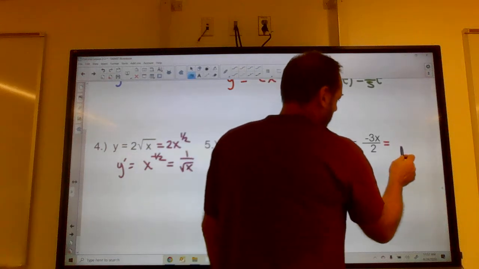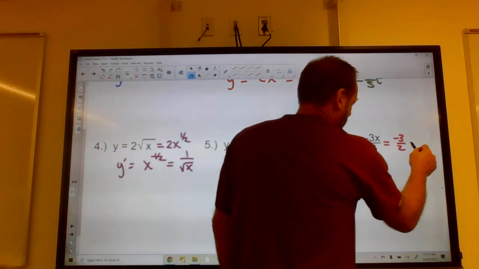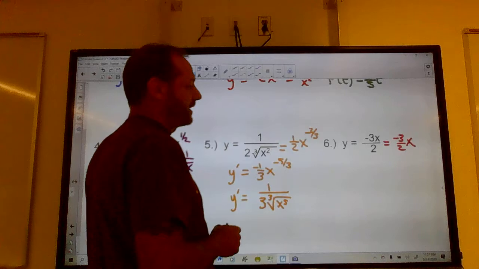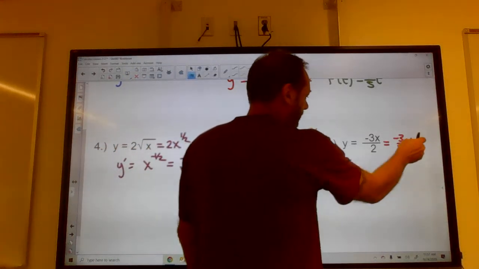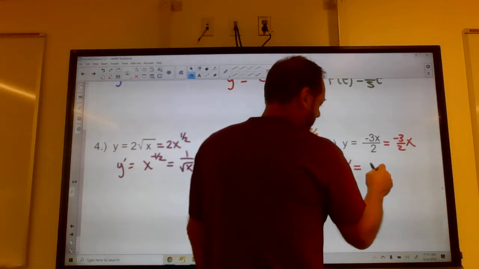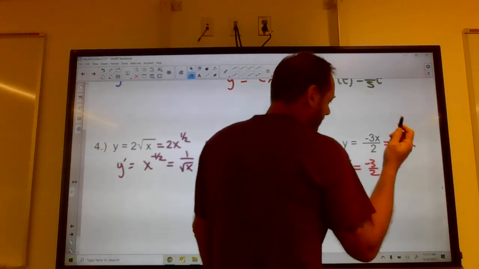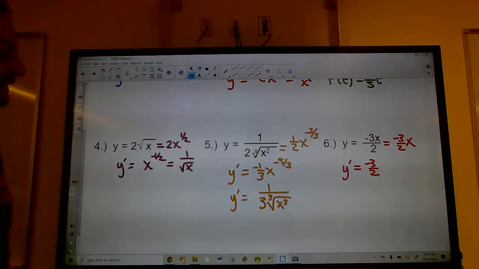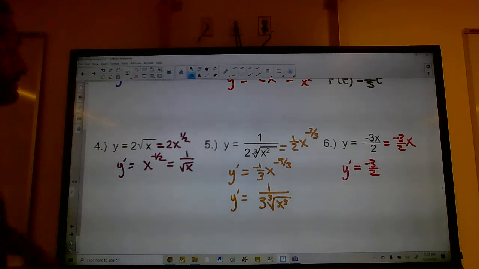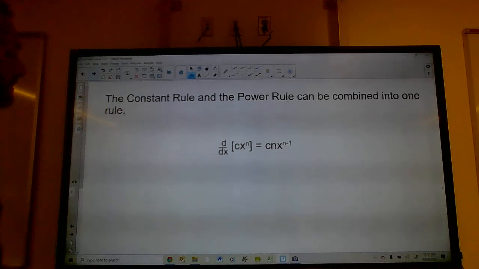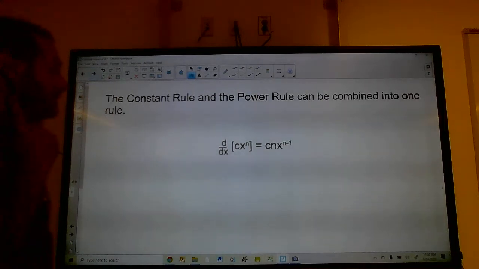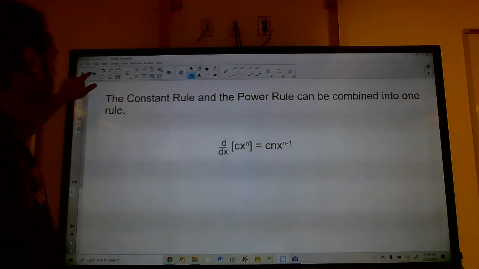Okay, this one might be a little easier if you look at it like this. The derivative of that: the power is 1, 1 times -3/2 is -3/2, x to the 0, and x to the 0 is just 1, so that's it, you're done. The constant rule and the power rule can be combined into one rule, which we were kind of just doing in the last one.